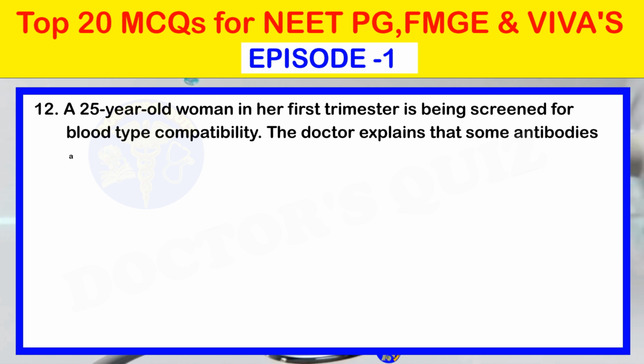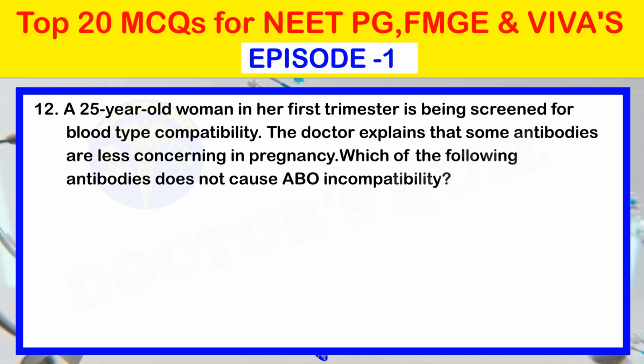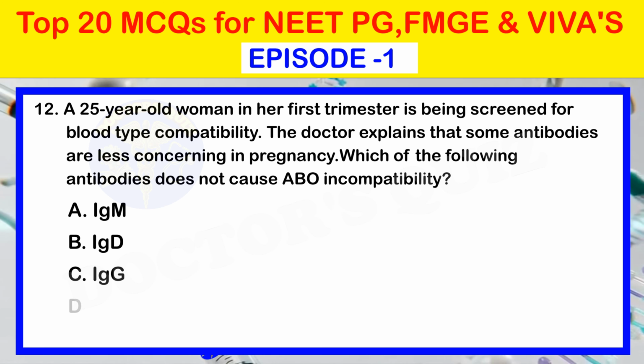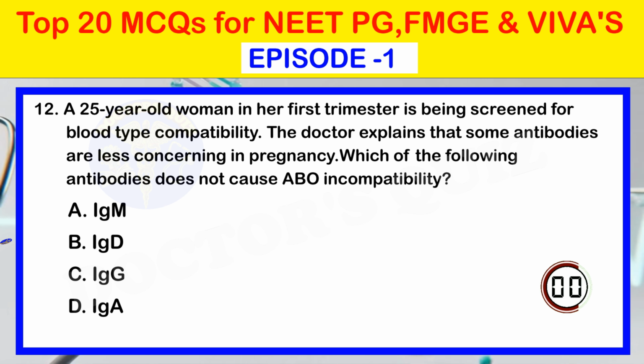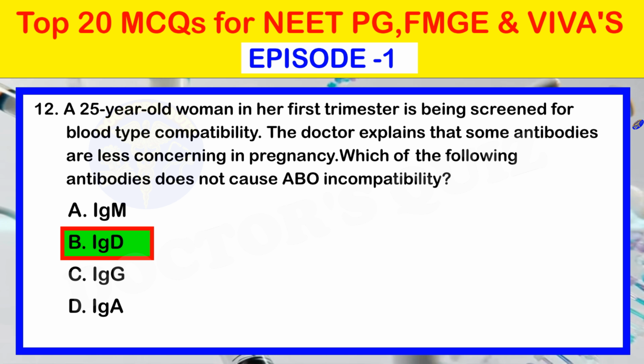A 25-year-old woman in her first trimester is being screened for blood type compatibility. The doctor explains that some antibodies are less concerning in pregnancy. Which of the following antibodies does not cause ABO incompatibility? Options are immunoglobulin M, immunoglobulin D, immunoglobulin G, or immunoglobulin A. Answer is option B, immunoglobulin D.